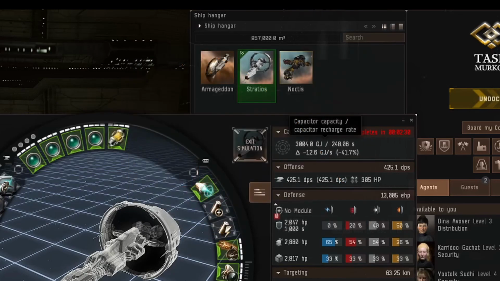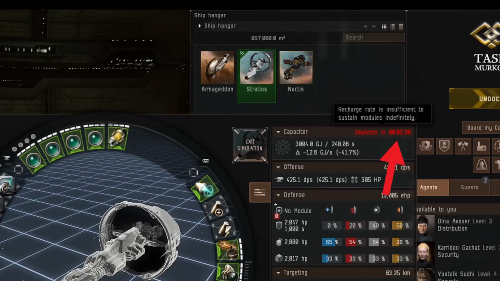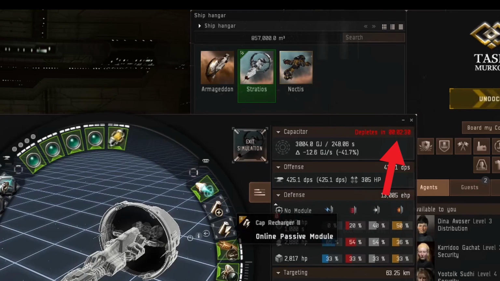How long does it need to last? Well, that depends entirely on the activity you're doing. If you're a mining ship, then you really do want your capacitor to last forever, so it will say stable here instead of depletes in, because that will then allow you to run everything all the time. And this is important when you're mining, because you'll be out mining rocks for many hours.